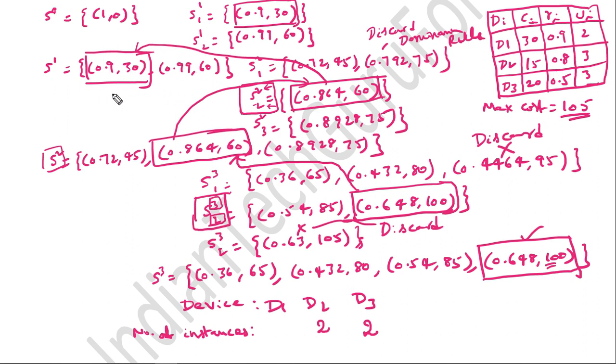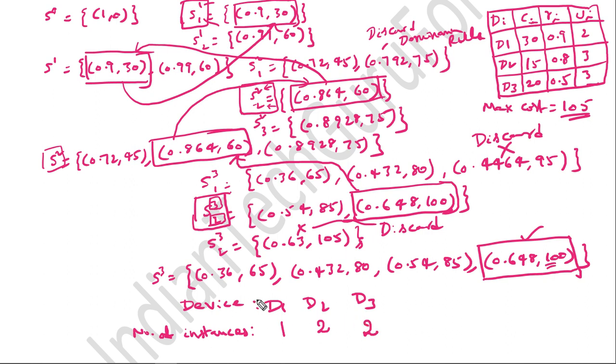And we need to check from where this particular tuple has come within S power 1 suffix 1 and S power 1 suffix 2. So it has come from S power 1 suffix 1. Here you can see that this one represents the device and this one represents the number of instances. So device D1 must be a single instance. Like this, we are going to get the result.